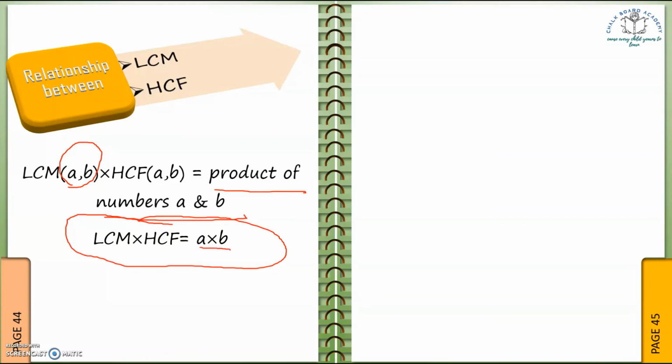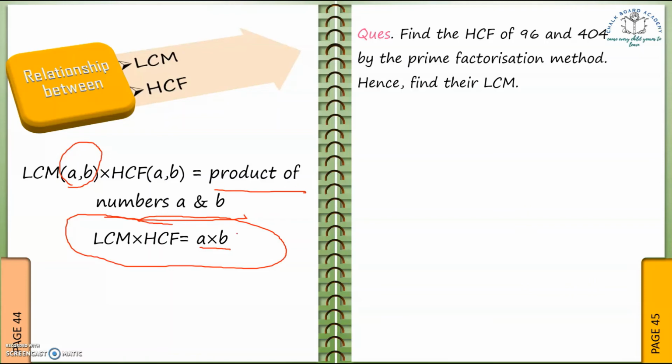Now we will be using these concepts which we have just discussed to do some questions based on LCM and HCF. Here is the first question: find the HCF of 96 and 404 by the prime factorization method, and then find the LCM. First we will find the HCF, and we can do the LCM by multiplying, which I have already explained, or we can put the values in this equation to find the LCM. Both are feasible methods and both are easy.